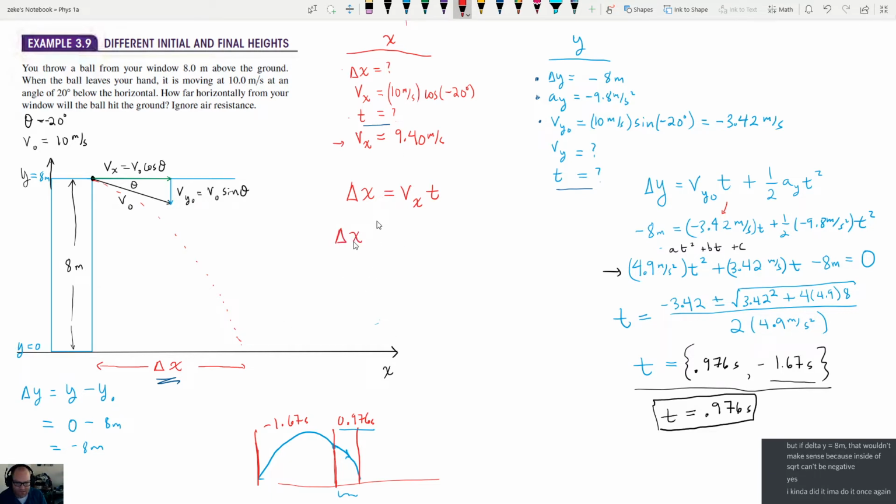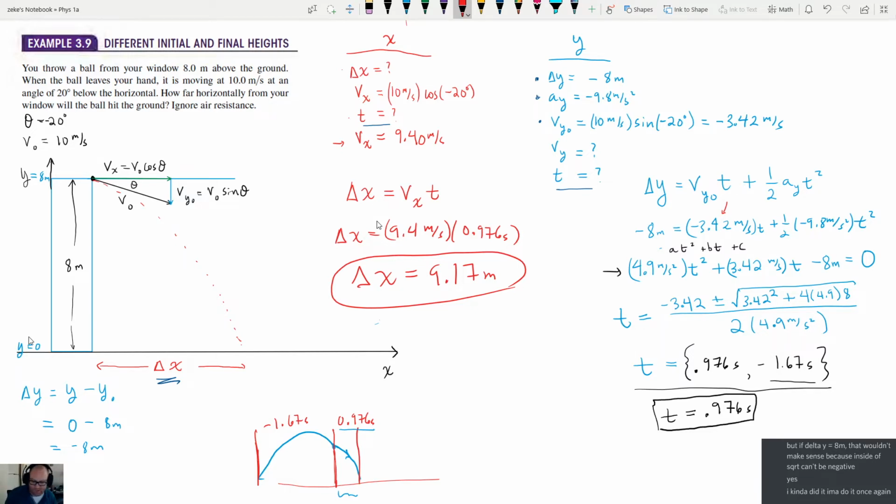So delta x, then, is equal to just 9.4 meters per second, which was what we found for Vx right here, by taking V initial times cos theta, and you multiply that times 0.976 seconds. That's it. In this case, you get 9.17 meters. Okay, that's a pretty straightforward problem. Anyone have any questions?